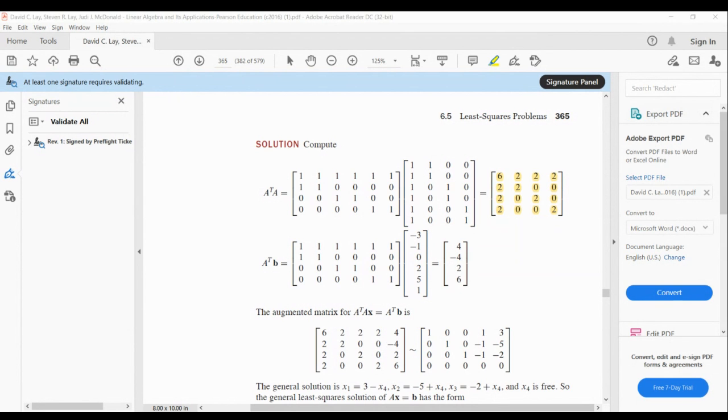Well, what can you tell me about the columns of that square matrix, A transpose A? That's right, Catherine. The columns are not linearly independent. As a matter of fact, the first column is equal to the sum of columns 2, 3, and 4. In other words, the first column is a linear combination of columns 2, 3, and 4. So we can't use a formula that involves A transpose A inverse. So what we have to do is work it out.